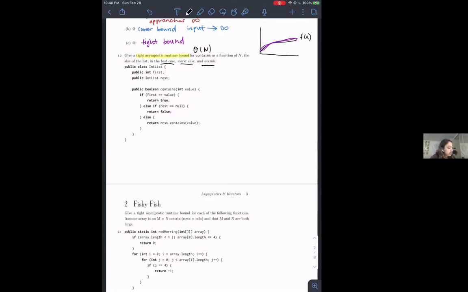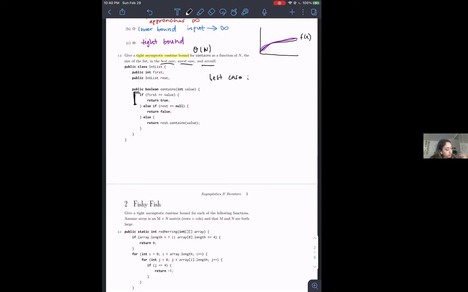So here we see our int list is defined and we have a first and a rest, and contains is essentially checking whether our linked list, our int list, contains the value that's specified. So we're traversing this list. So if we want to first look at our best case scenario, we're looking for a theta bound on the best case. And we can see here that in our first statement in our function, if first is equal to value, then we're just going to return true.